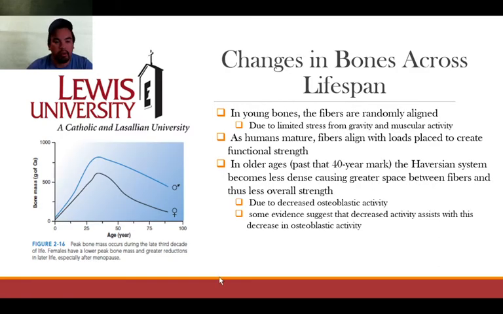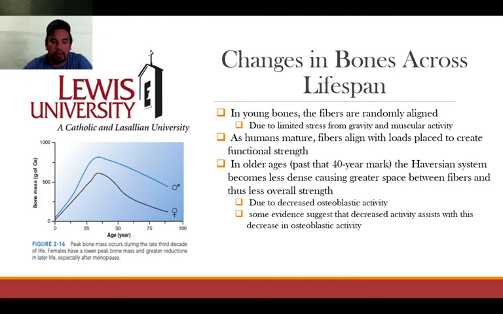Okay? So changes in bones across the lifespan. In young bones, the fibers are randomly aligned. Fresh new bones, they're not being asked to deal with any stress at that point, right? As a young kid, I'm not even walking, I'm not even crawling yet, I'm just lying there. So the fibers are randomly aligned.